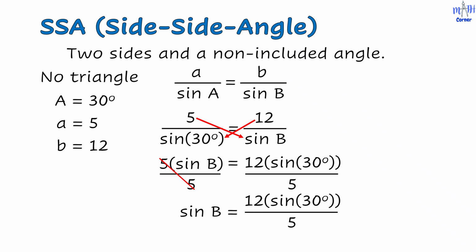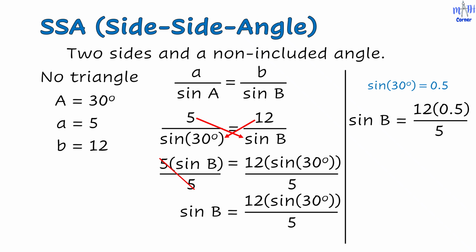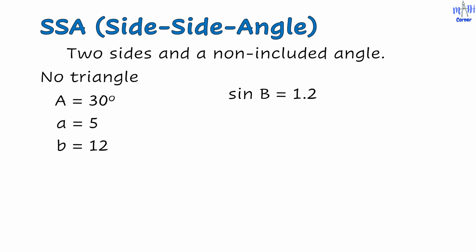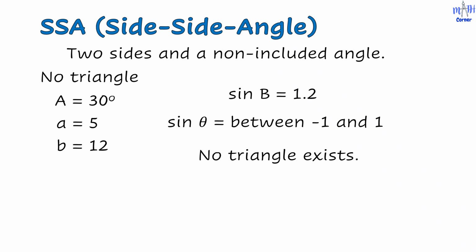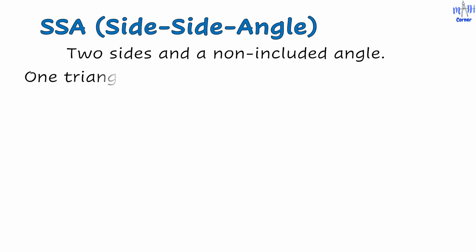Sine B equals 12 times sine 30 degrees divided by 5. Using a calculator, sine 30 degrees equals 0.5. So sine B equals 12 times 0.5 divided by 5. Sine B equals 1.2. Here's the idea. Sine values can only be between -1 and 1. Since sine B equals 1.2, this is impossible. So, no triangle exists.